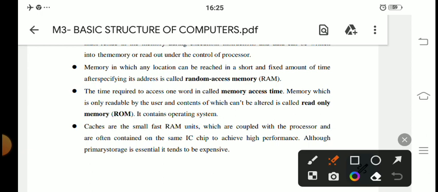Next, the cache. In the next diagram I'll explain about the cache. These are small and fast RAM cells. These are coupled with the processor. These cache cells are coupled with the processor, and are contained on the same IC chip. Why is it contained on the same IC chip? To achieve high performance. It is very essential, and it is also very expensive, the cache.